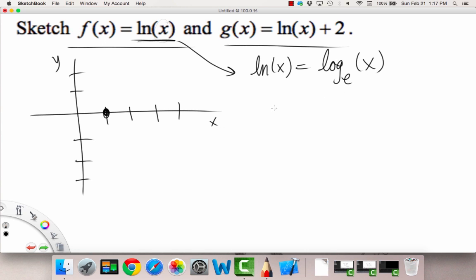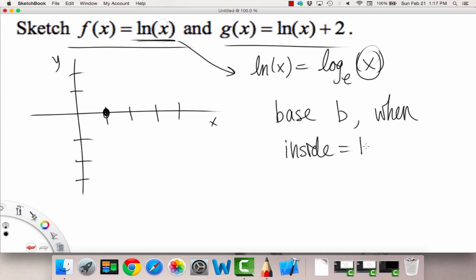So when we have a base, this is kind of a general rule. When we have a base, so let's say base b, then when x is equal to b, or whenever the inside is equal to b, okay, so I'll rephrase that. When the inside, so anything inside the parentheses, which might be a little bit more complicated than x itself, is equal to b, then the function value is equal to 1, okay?